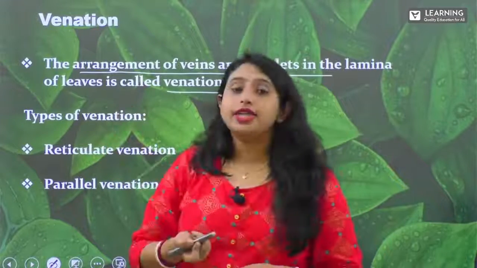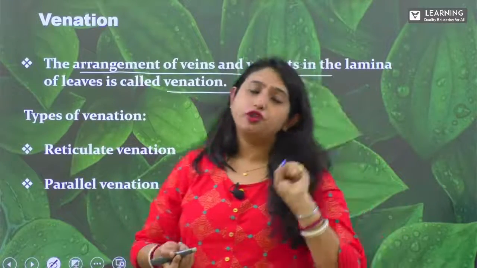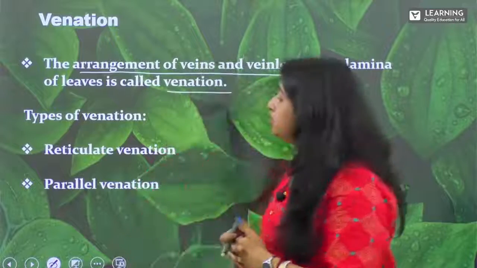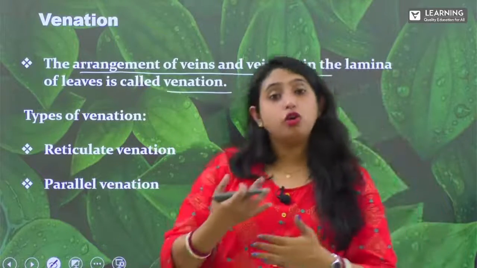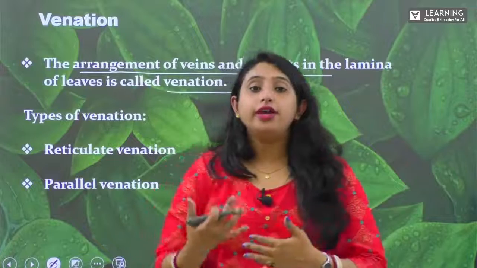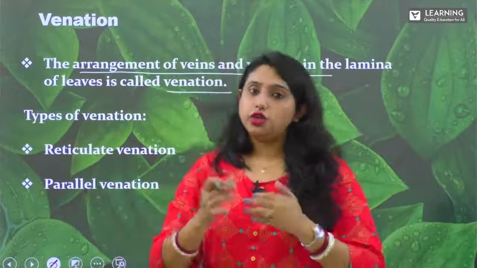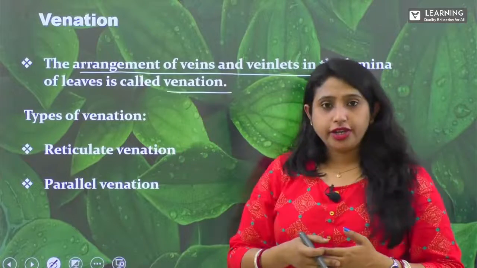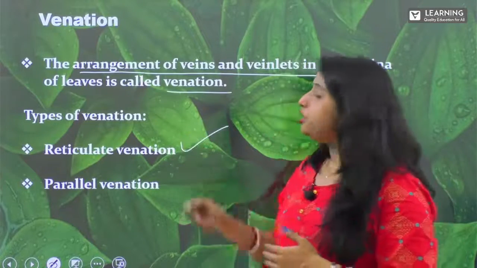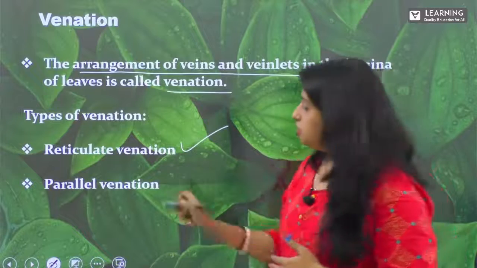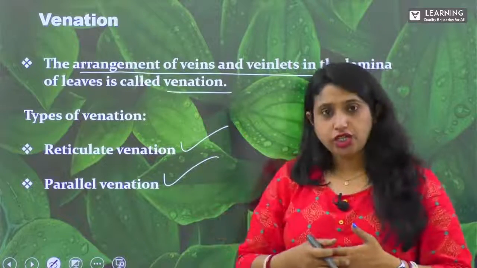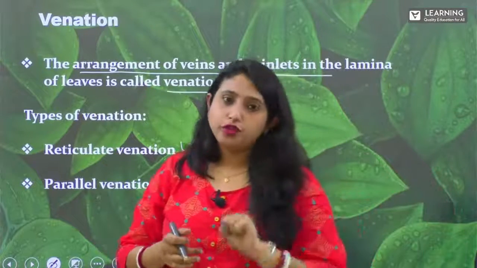And what are the various types of venation? There are two types of venation. Depending on these types of venation, we can also identify the various types of leaves. It helps us to identify the leaves also. Now, what are the two types of venation? One is reticulate venation and another is parallel venation. So, these are the two types of venation.